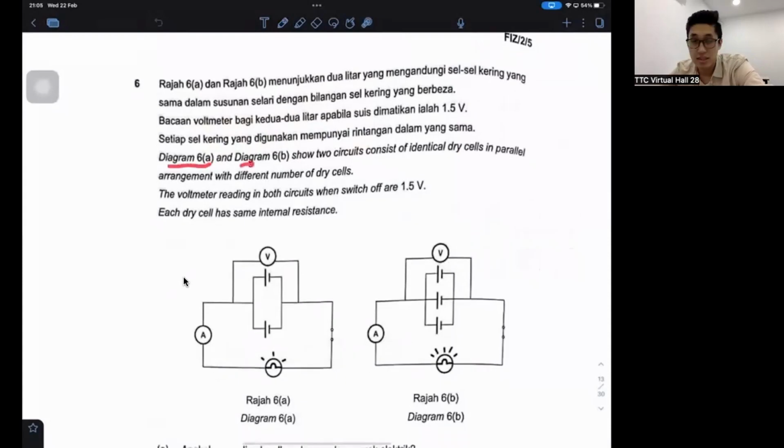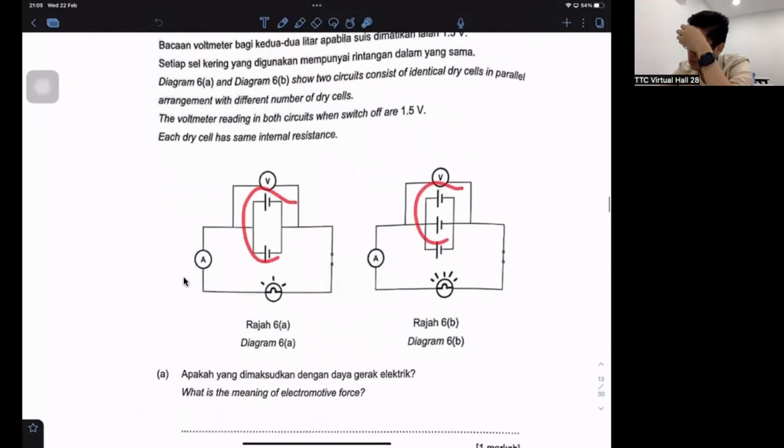So diagram 6a and 6b show 2 circuits consisting of identical dry cells, meaning the same batteries, in parallel arrangement, both in parallel arrangement, but with a different number of dry cells. This one has 2, this one has 3. The voltmeter reading when switched off is 1.5 volts, meaning when current is not flowing, the voltmeter reading is 1.5 volts. Each dry cell has the same internal resistance.